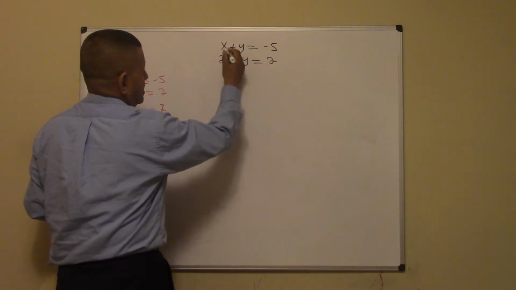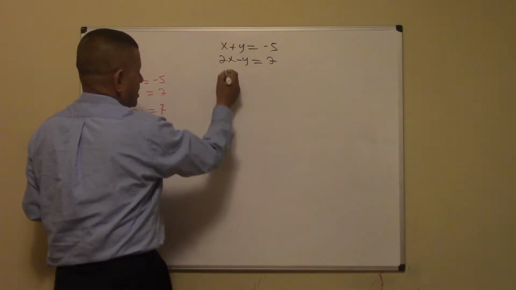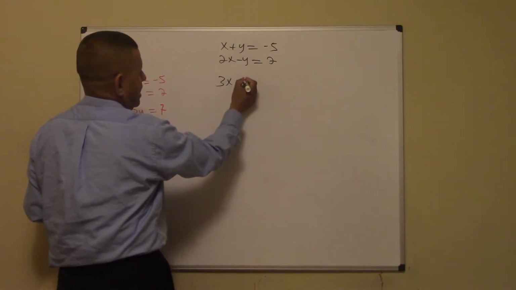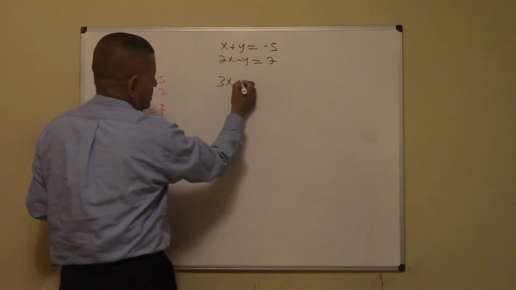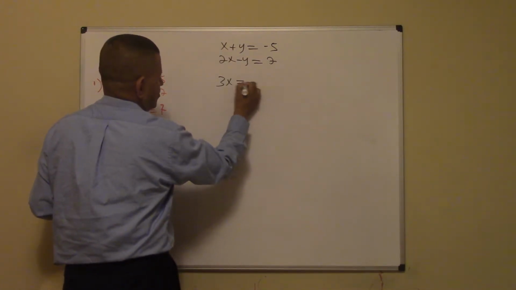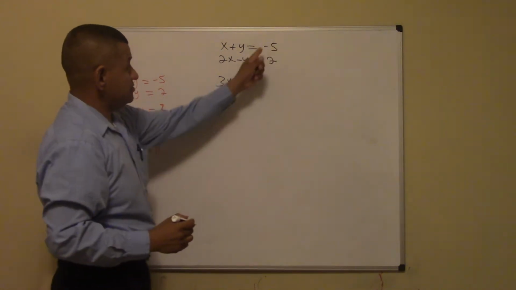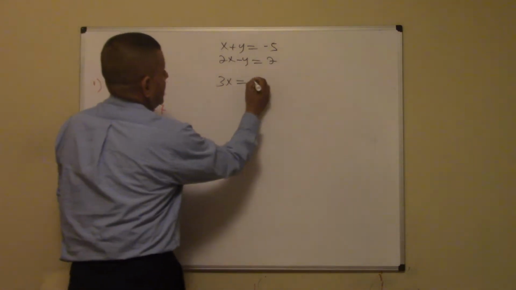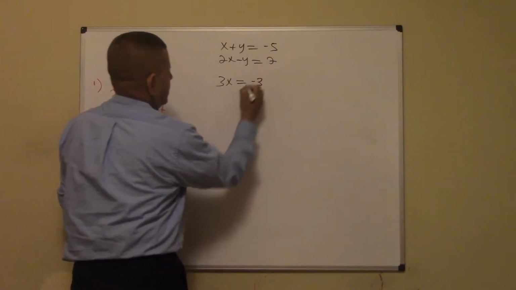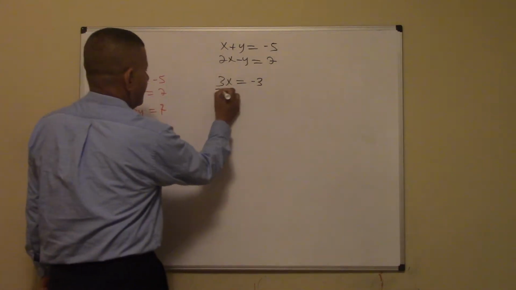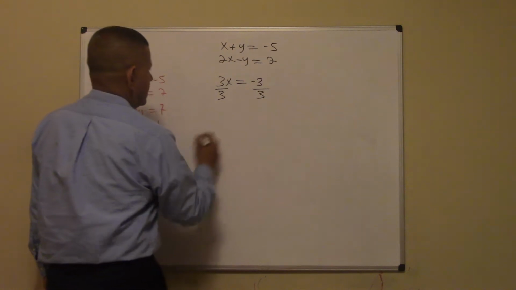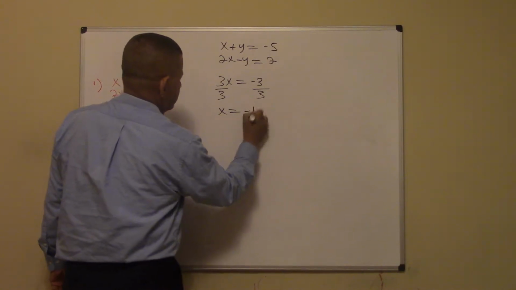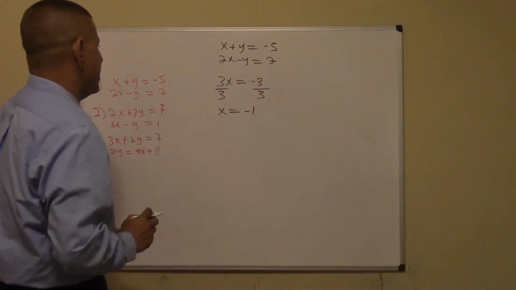So this plus this, x plus 2x is equal to 3x, right? Plus y and minus y, positive y and negative y is equal to 0, right? And then here, I got a negative 5 plus 2 is equal to negative 3. Okay? Then I divide by negative 3. And I get that x is equal to negative 1, right? Okay, so x is negative 1.